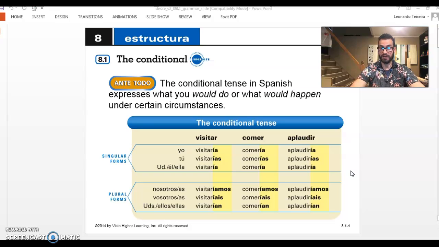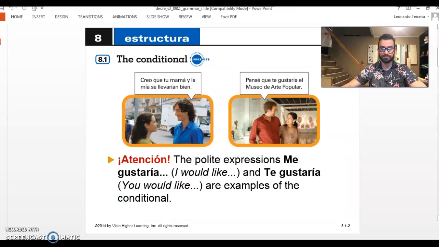Comía, bebía, vivía. But the one difference here is that in the conditional tense, just like the future, we add the ending at the end of the verb without eliminating the last two letters, okay? So in the imperfect tense in the past, like I used to eat, yo comía. In the conditional tense, I would eat, it would be yo comería. Muy fácil, okay? Bueno, vamos a continuar.